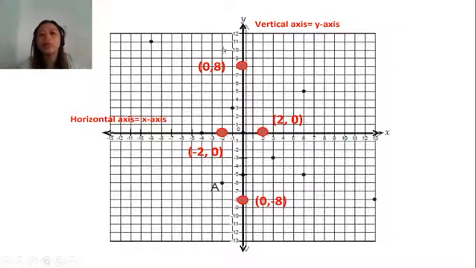For example, these are the common examples given. You have (2, 0), where the x-axis is 2 and the y-axis is 0. Then we have (0, 8), where the x-coordinate is 0 and the y-coordinate is 8. Next, (-2, 0), for the x-axis negative 2 and 0 for the y. Then (0, -8), x is 0 and negative 8 for the y-axis.